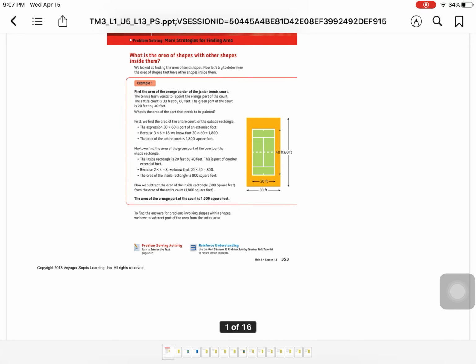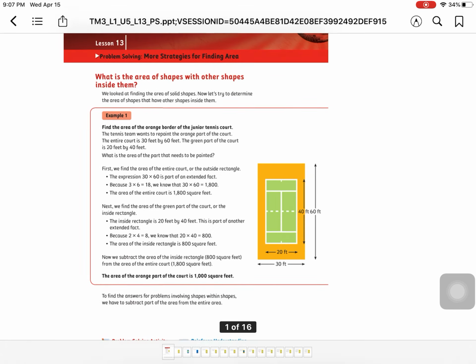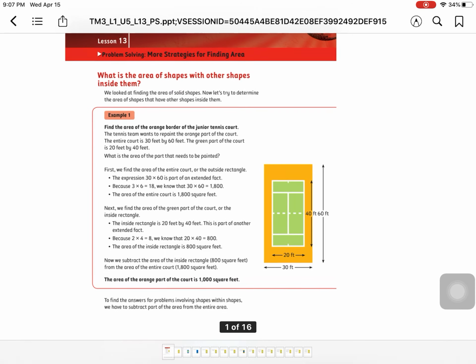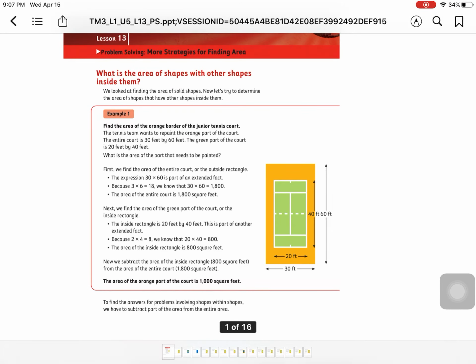Hello, everybody. Today we are going to talk about finding area of shapes with other shapes inside of them. So the example they're showing us here is a tennis court. The tennis team wants to repaint the orange part of the court.